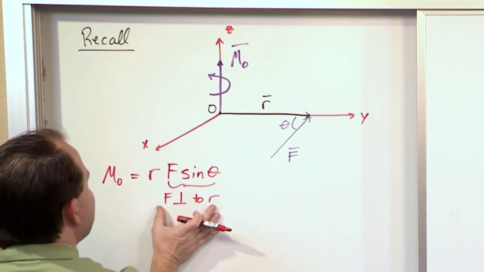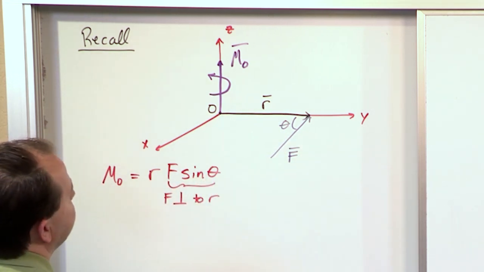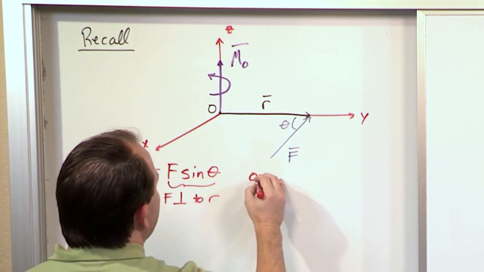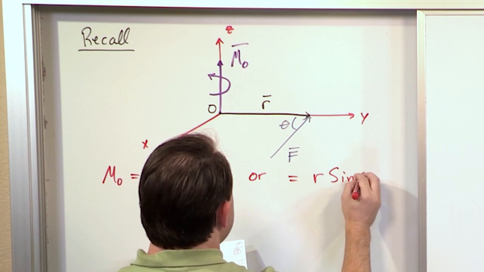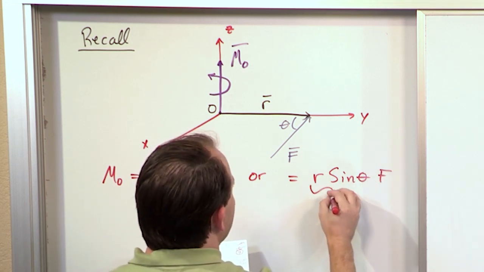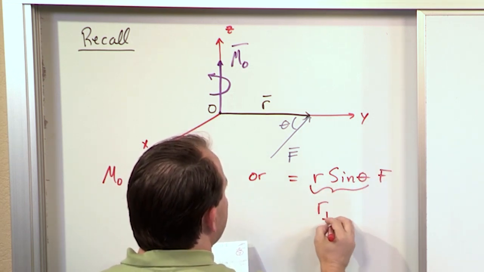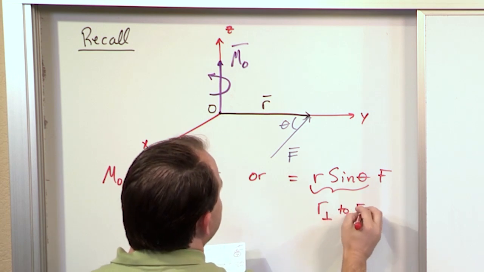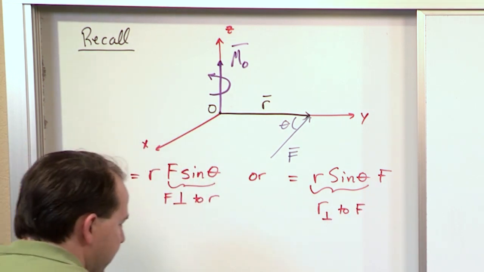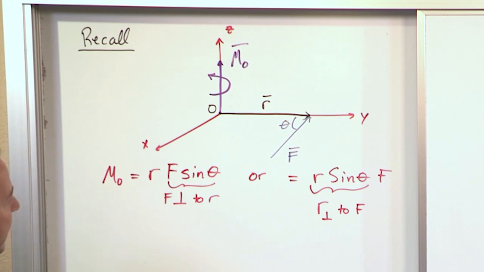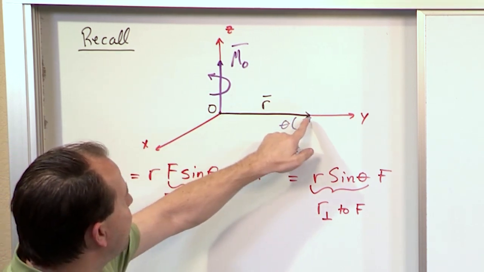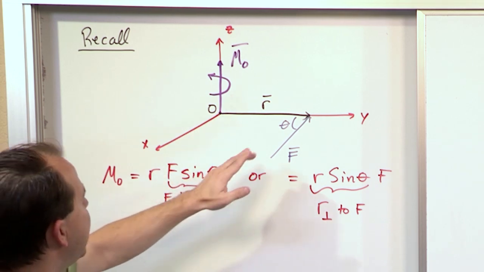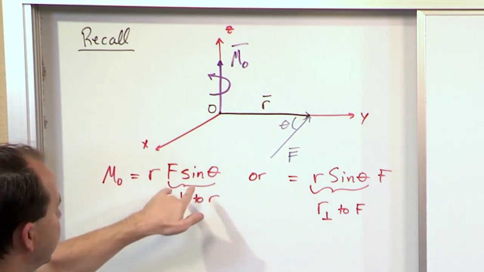Now, that is if you're going to think about it in terms of a perpendicular component of the force. However, you could also say that this could be equal to r sine theta times F, whereas this is r perpendicular to F. So in other words, there are 2 ways to think about it. I've been harping on them over and over again. One way is to take the r vector from the origin to the point of application and then multiply that by the perpendicular component of the force. That's what this is.